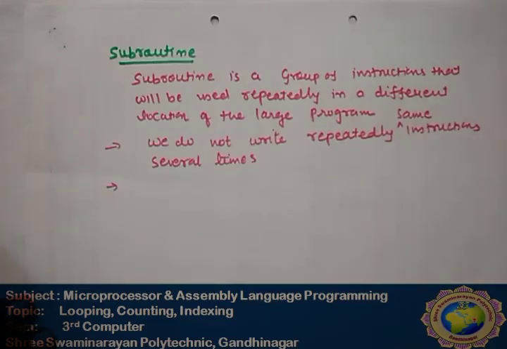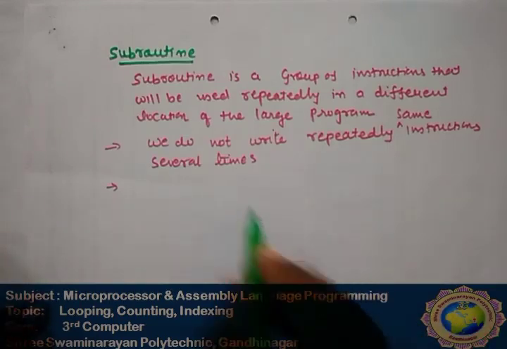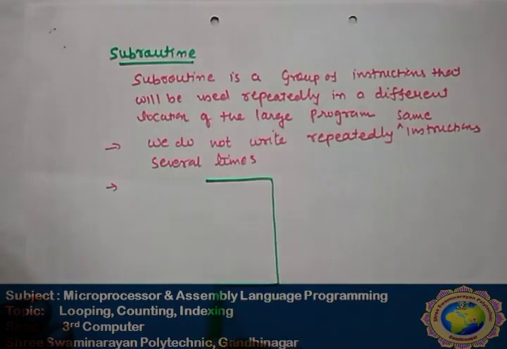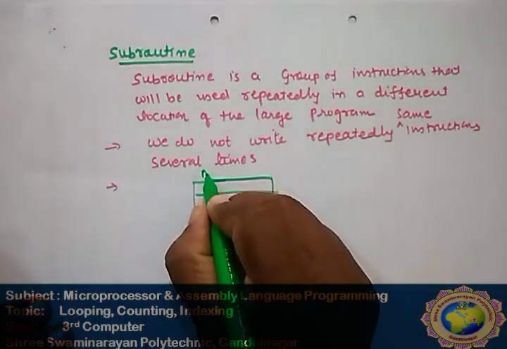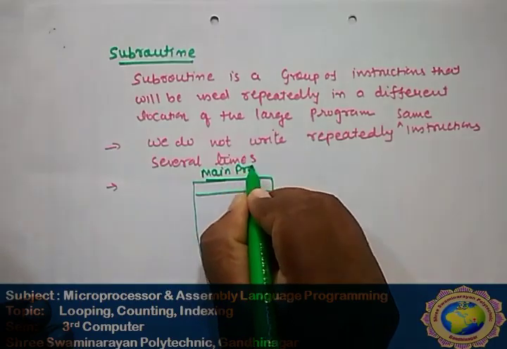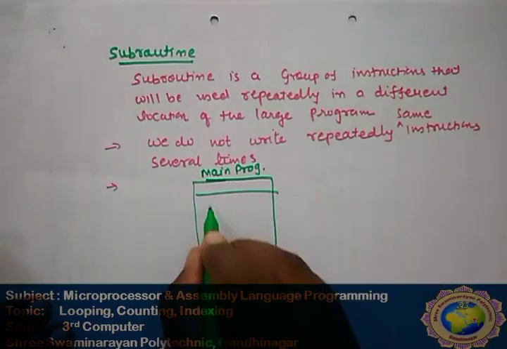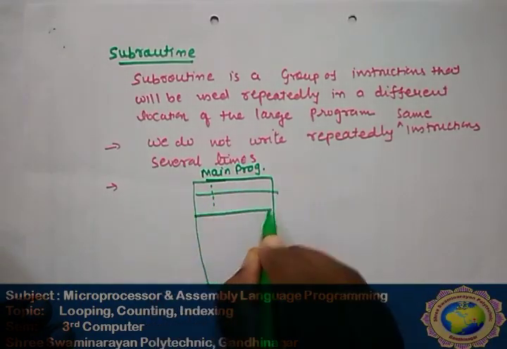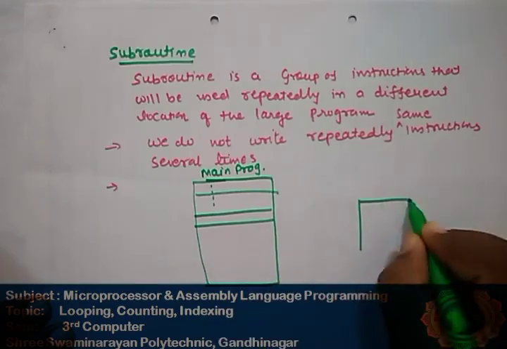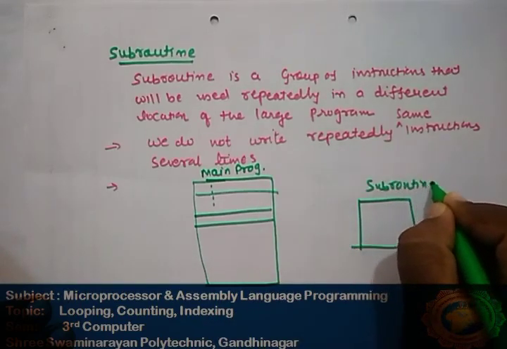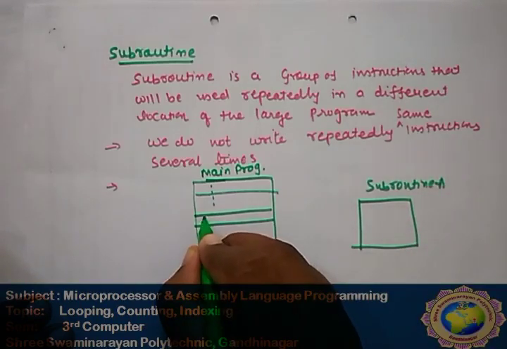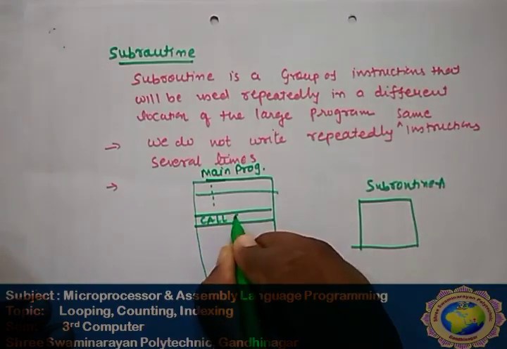Okay, so we will discuss it with the diagram. Suppose this is our main program. Okay, this is our main program. Okay, now this is the repeated instruction. Now here is our subroutine A. This is our subroutine A. Okay, now here you call the subroutine.